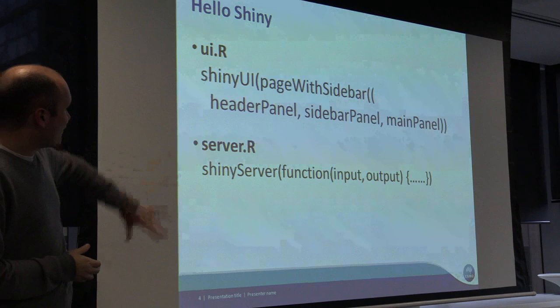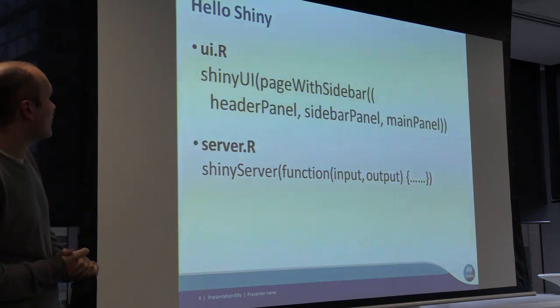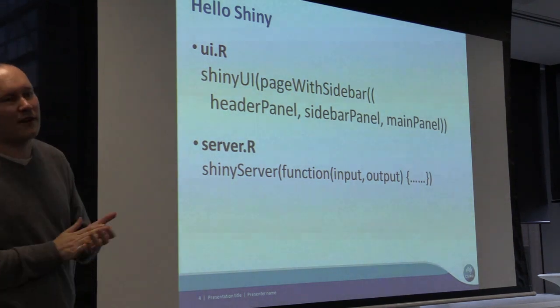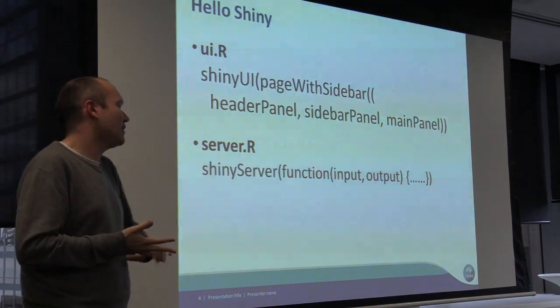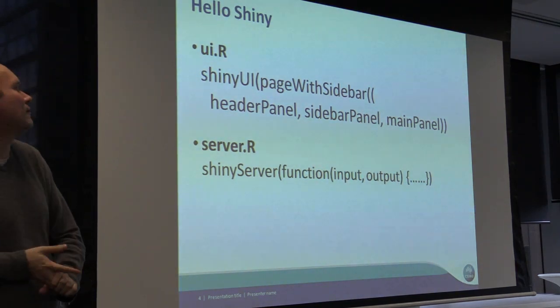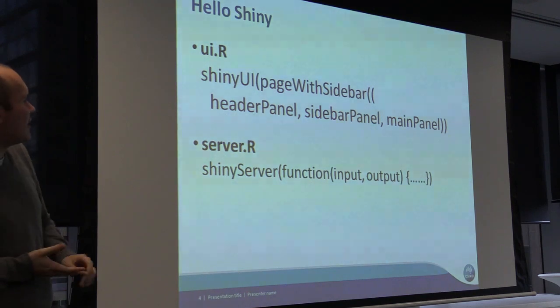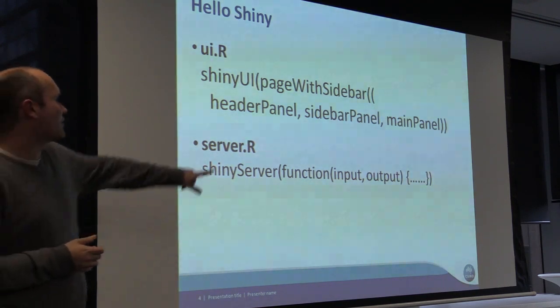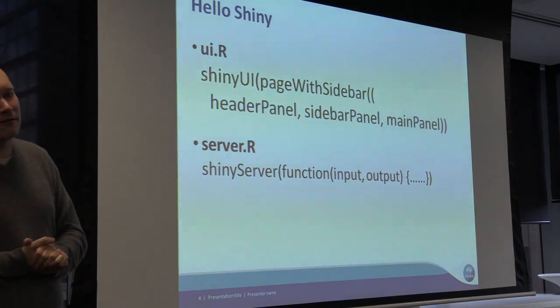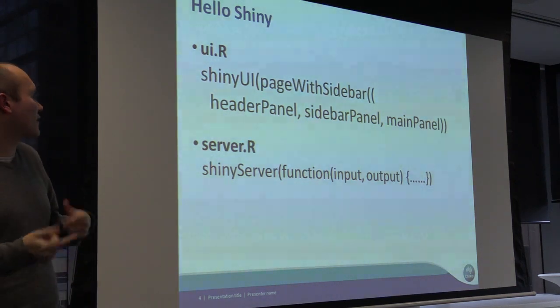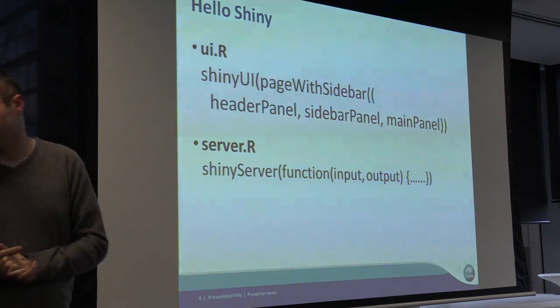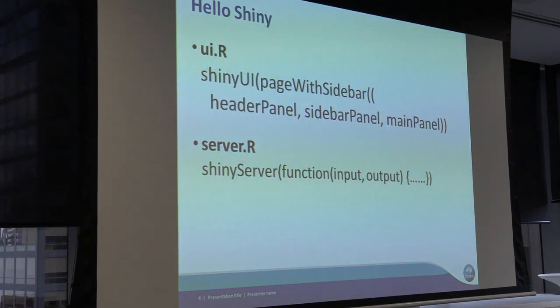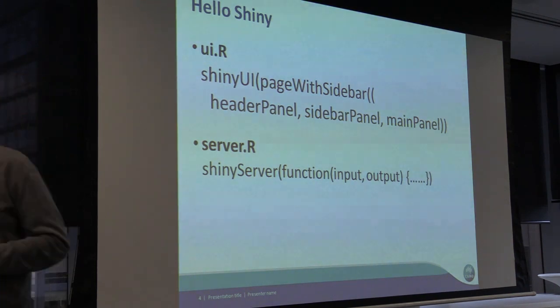So really, once you've got this structure down, you've really only got to specify four pieces in your application. You have to specify the header panel, the sidebar panel, and the main panel. That's for your ui.R. And you've got to specify the body of this function, which has the arguments input and output. Once you've got those four pieces, you can run your application. So I'm going to take you through these four pieces in three tutorial examples. And we'll have a look at how they work.